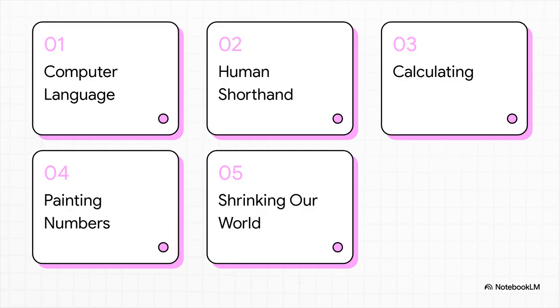So here's our game plan. We'll start by learning the computer's secret language. Then we'll find a way for us humans to actually read it without going crazy. After that, we'll see how it does math, learn how it paints pictures and creates sound, and finally, figure out how it shrinks all that information down so it fits on your phone.